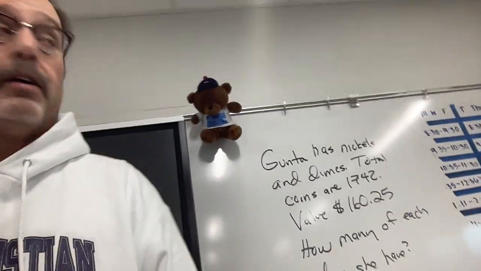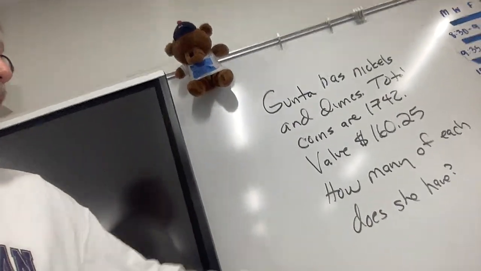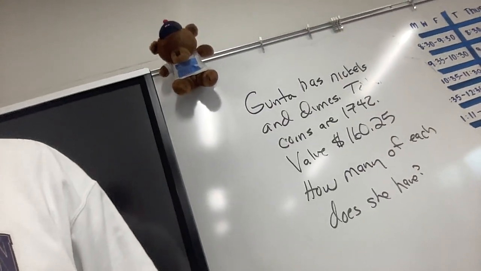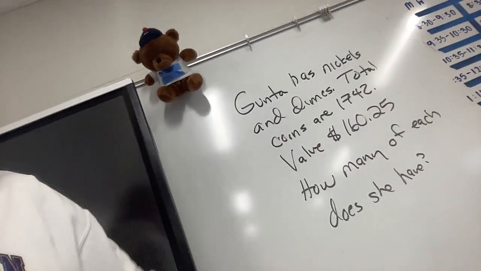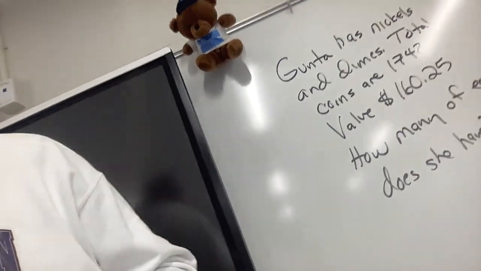Gunta has nickels and dimes. The total number of coins she has is 1,742. The value of her coins is $160.25. How many of each does she have?